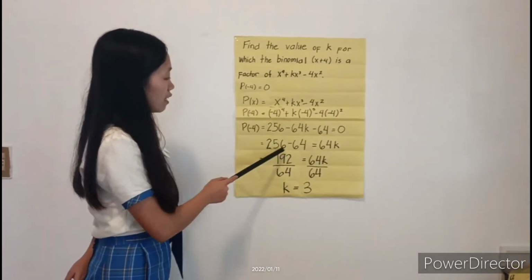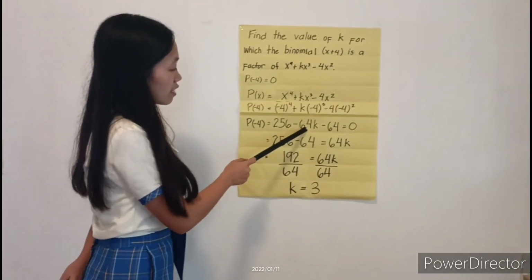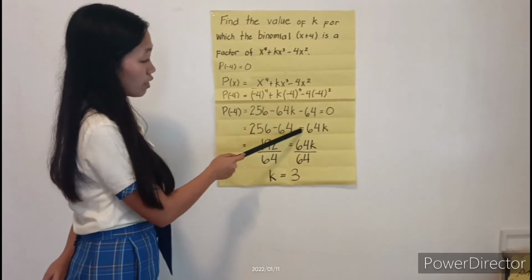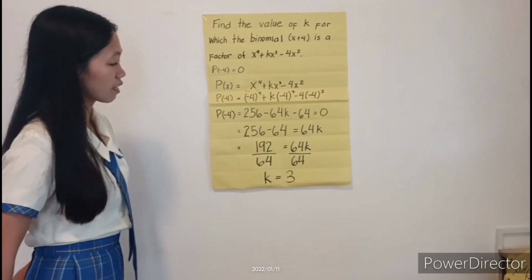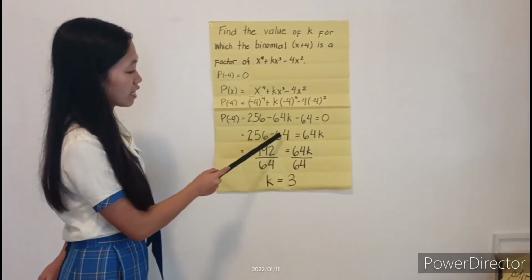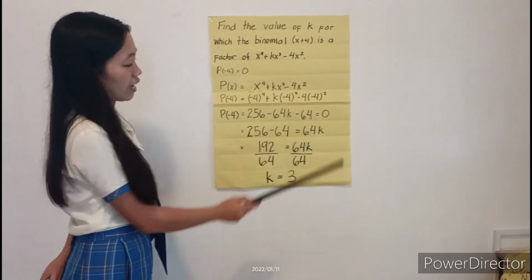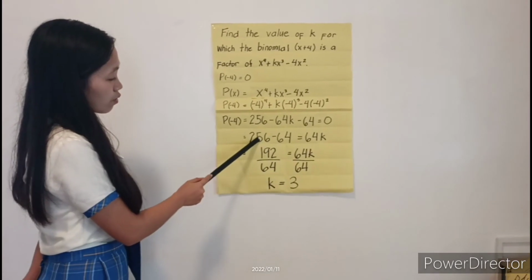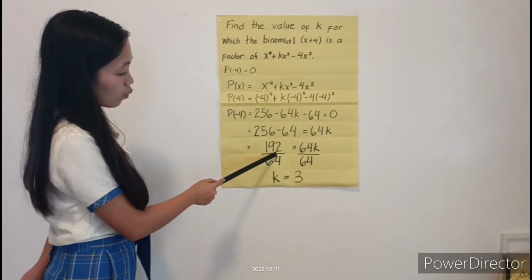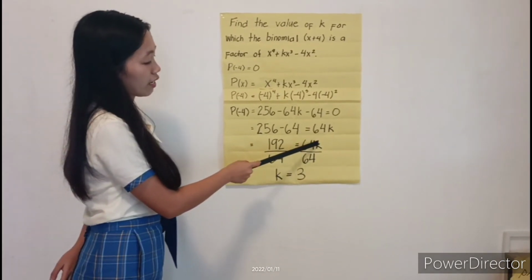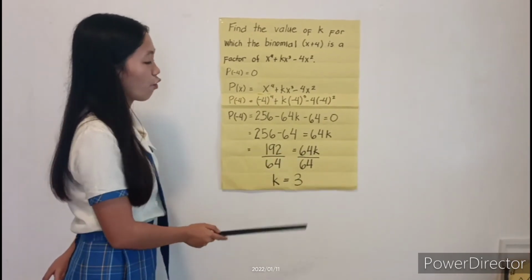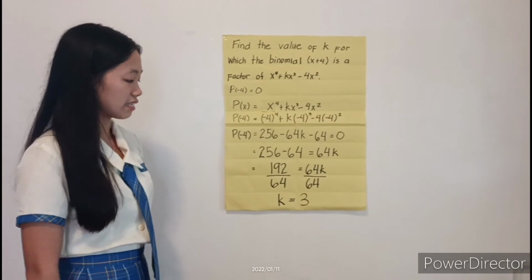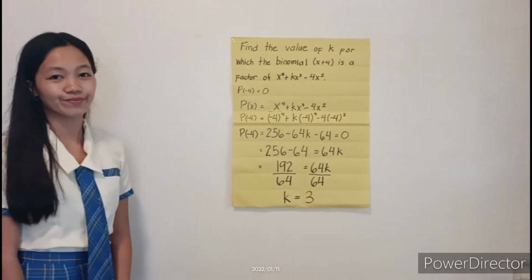So now, let's transfer negative 64 to the other side to become positive. So now, 256 minus 64 is equal to 64k. Then, we have here 192 equals 64k. To find k, let's divide both sides by 64. So our k is equal to 3.